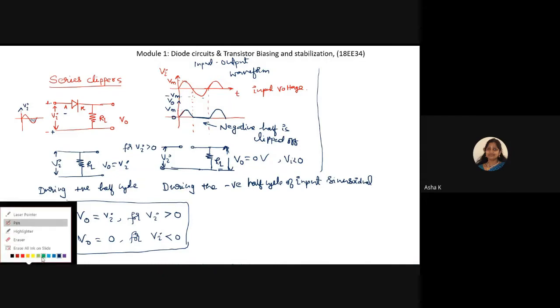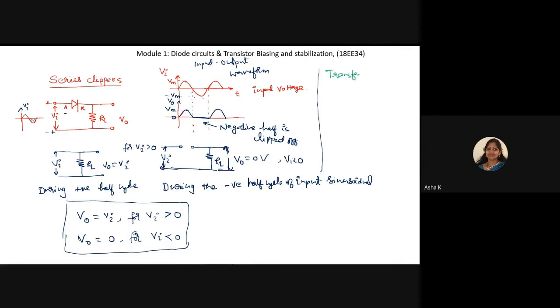Now if I wanted to write the transfer characteristic of this series clipper, which side is clipped here? The negative side is clipped here. Series negative clipper circuit. For the series negative clipper circuit, we have learnt this already, right? So this is the equation. So what is V output for V input greater than 0?